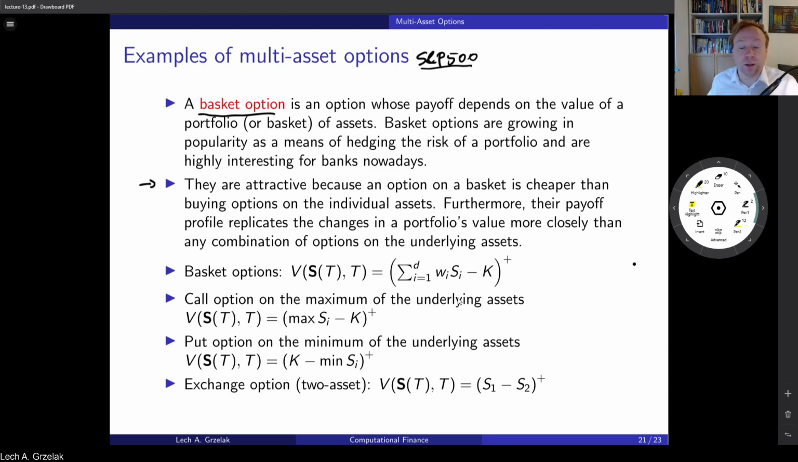Of course, there are techniques for how to solve this type of derivative, how to price them analytically, and this will all be discussed in a follow-up course. But for baskets in high dimensions, that's much more difficult. And for that, we often need numerical techniques to determine such an option price.